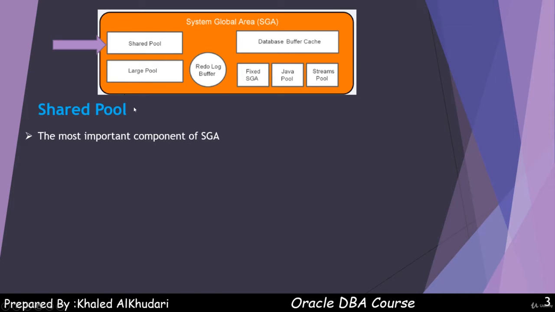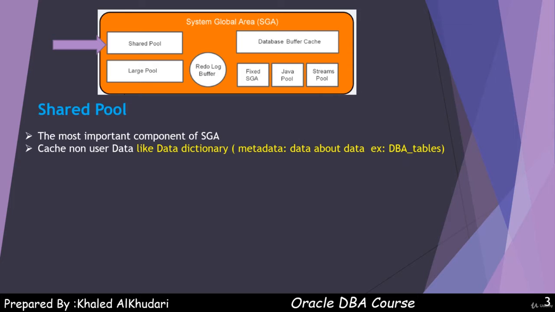The shared pool is the most important component of SGA. Actually, the main purpose of the shared pool is to cache non-user data like the data dictionary. So it caches the data dictionary. What is the meaning of data dictionary? It is metadata. What is the meaning of metadata? It is data about data. For example, DBA underscore tables.